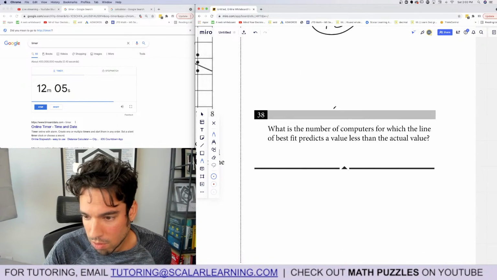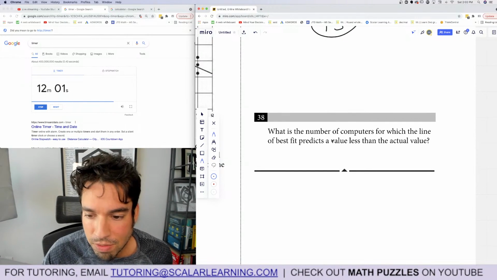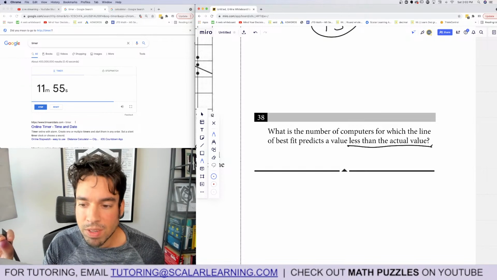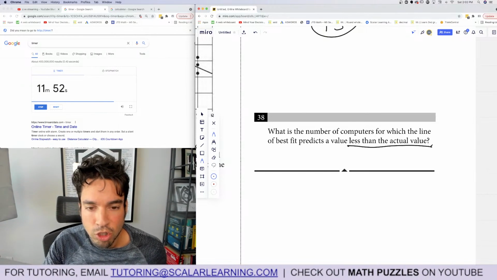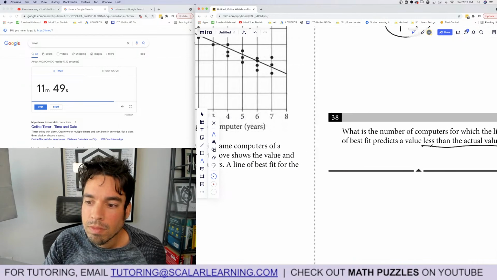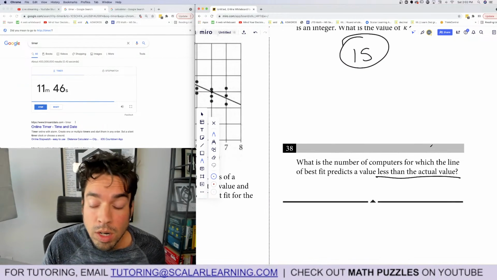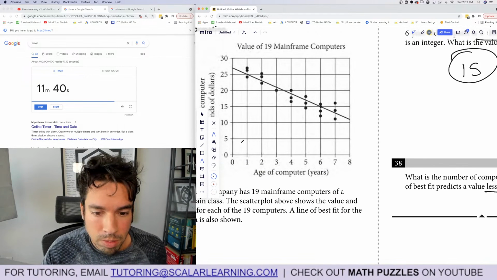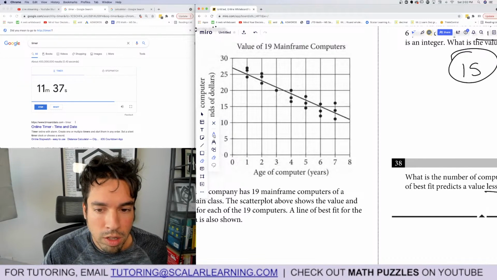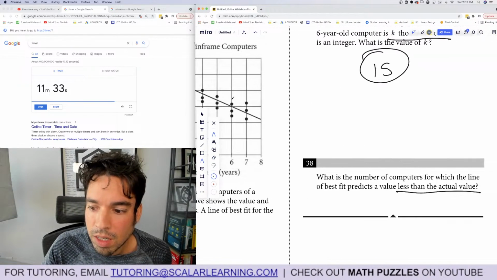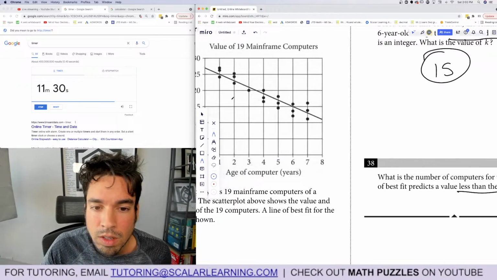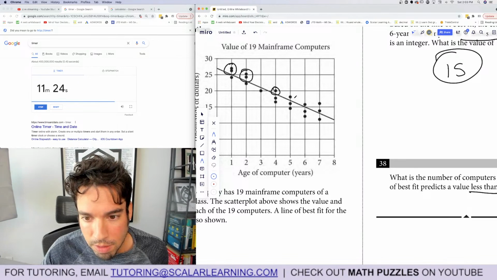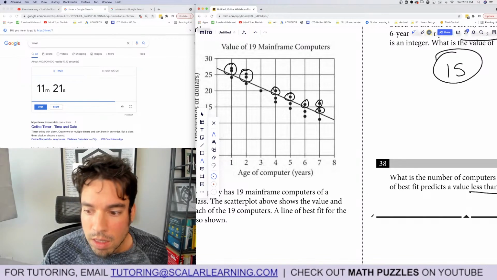38. What is the number of computers for which the line of best fit predicts a value less than the actual value? So the line of best fit predicts something less than the actual value, aka the line of best fit should be below the dot. Sorry, what is the question? Let me erase that dot because that's going to confuse me. So we're looking for all the dots that are above the line of best fit. These are the actual values, and the line of best fit is the predicted value. So we got 1, 2, 3, 4, 5, 6, 7, 8, 9.